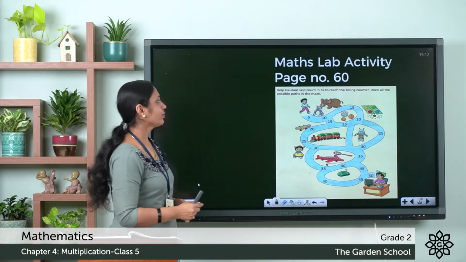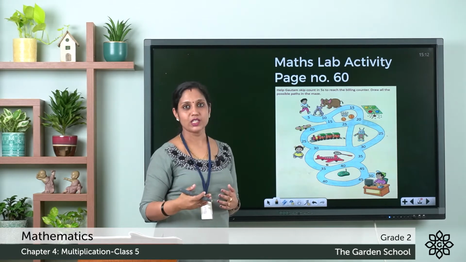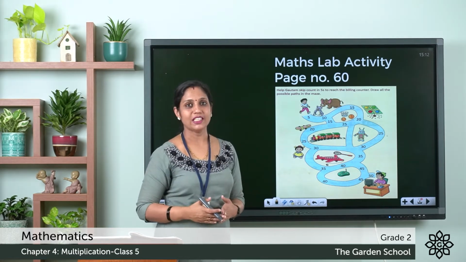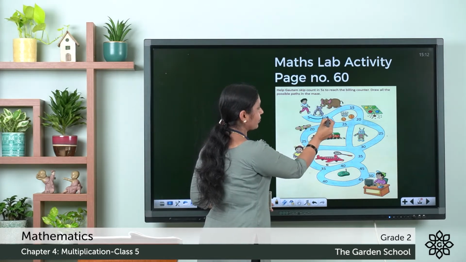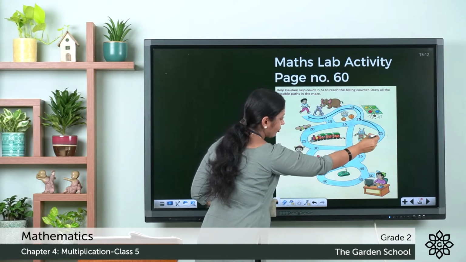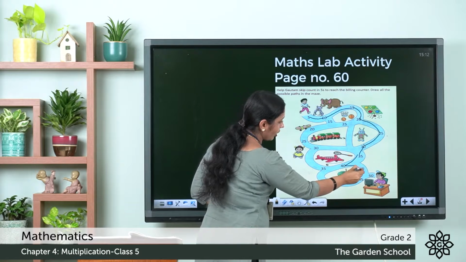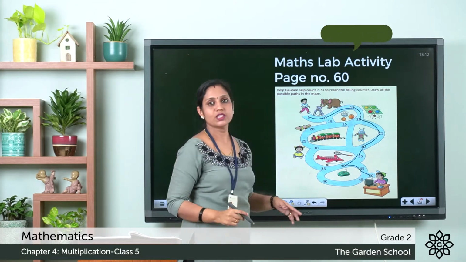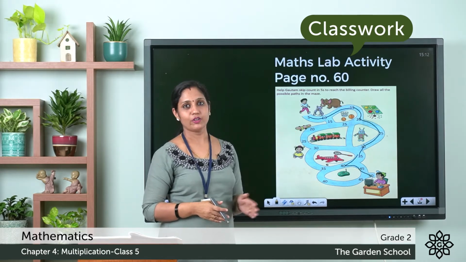So let's start. Here you can see 5. So 5 ones are 5, 5 twos are 10, 5 threes are 15. You have already learned the table. So let's check. 5, 10, 15, 20, 25, 30, 35, 40, 45, 50. So this is one possible path. Similarly, there are other possible paths. So try to find them out.